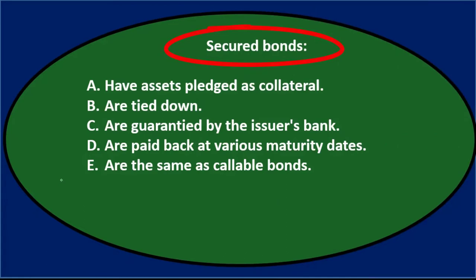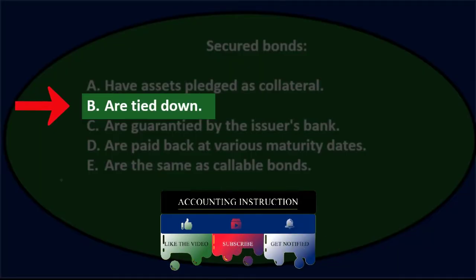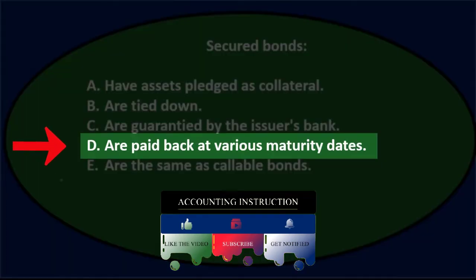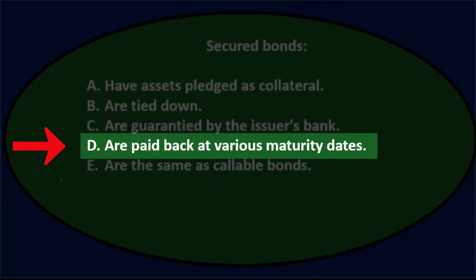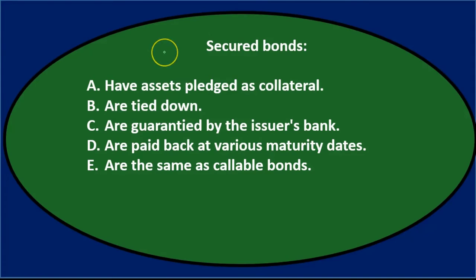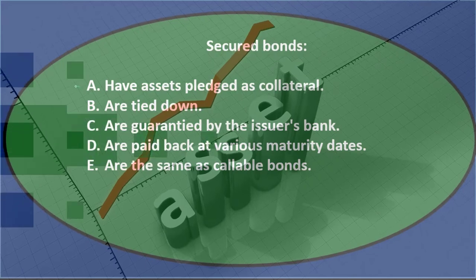Next question. Secured bonds A, have assets pledged as collateral, B, are tied down, C, are guaranteed by the issuer's bank, D, are paid back at various maturity dates, or E, are the same as callable bonds. So we'll go through the process of elimination. Secured bonds either A, have assets pledged as collateral. So that's possible, that assets being pledged as a way to secure the bond.